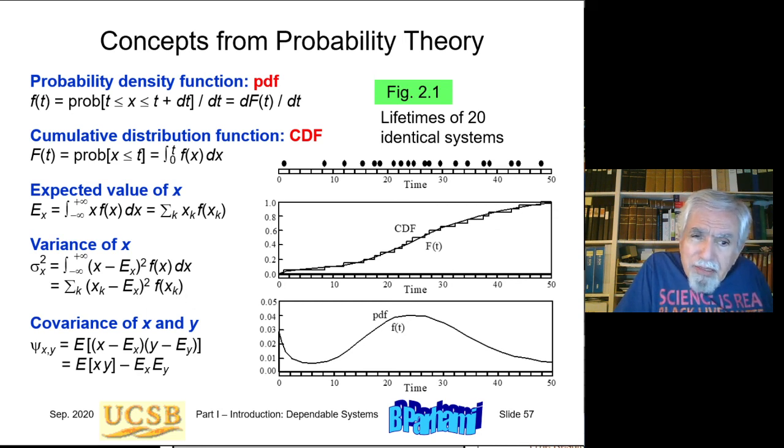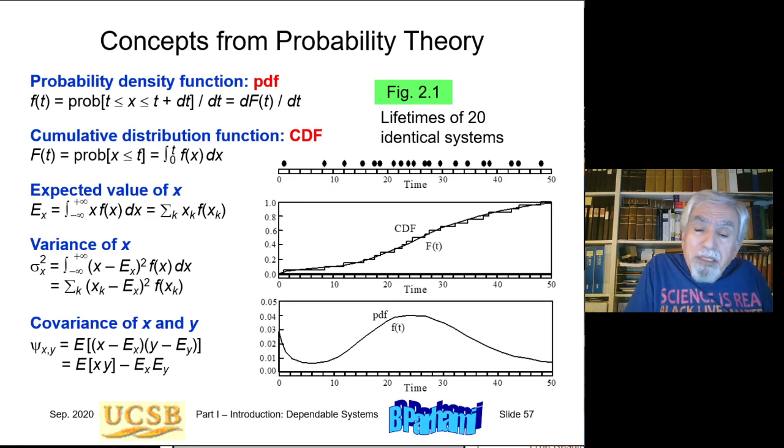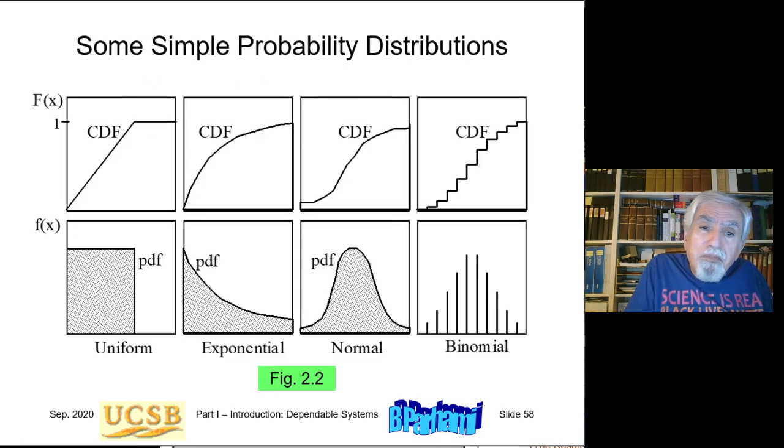And covariance of two random variables x and y is the expected value of x minus ex times y minus ey, and this can be proven to be expected value of x times y minus expected value of x times expected value of y. These are some basic probability notions on this slide.